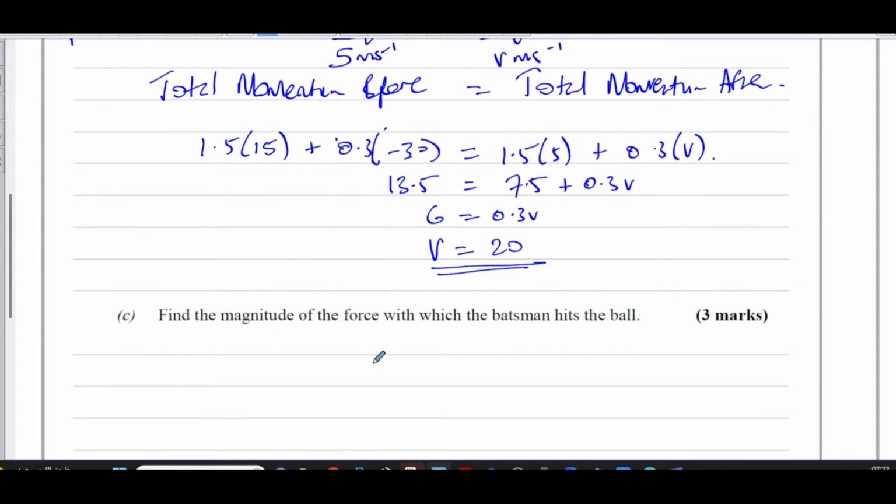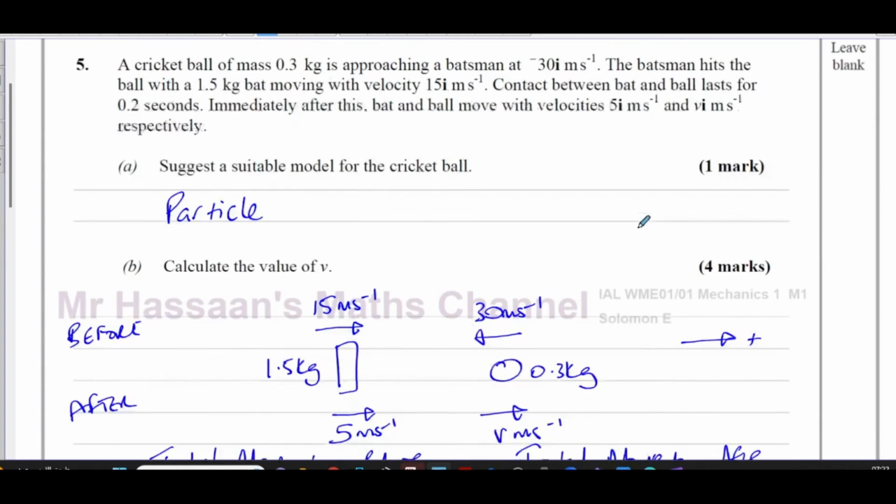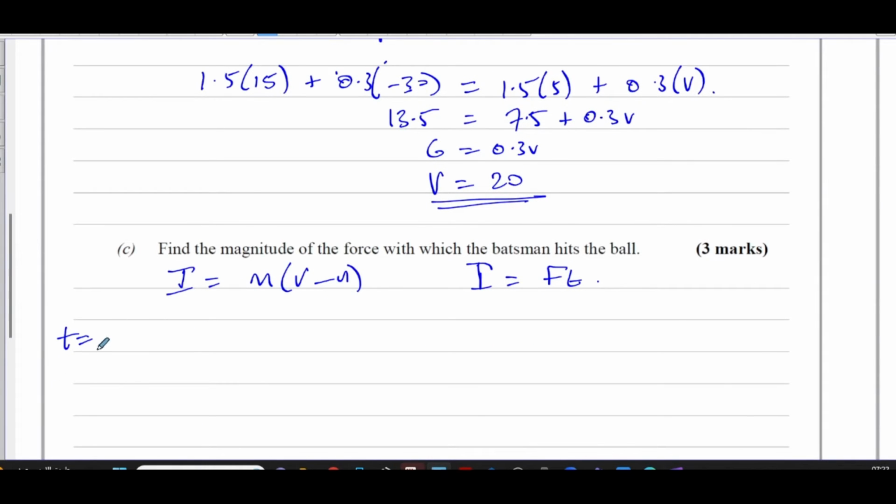It says, find the magnitude of the force with which the batsman hits the ball. What we know is that the impulse is equal to mass times the change in velocity, and the impulse is also equal to the force times the time that the objects were in contact with each other. That time was 0.2 seconds. So we can use this formula: Ft equals mass times V minus U.